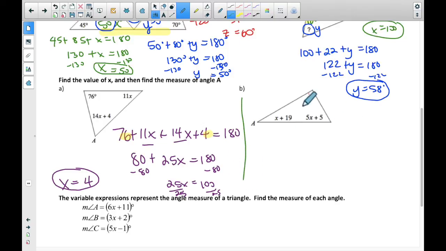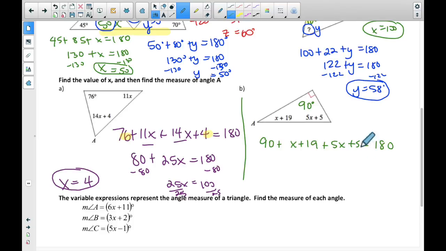All right, this next example, it appears to have something missing. However, remember that this is a right angle. That little square means right angle, and that means a 90. So now I have all three angles, and I can add those three together. So I have my 90 that I just talked about. I have my x plus 19, and I have my 5x plus 5. And all those added together to be 180.